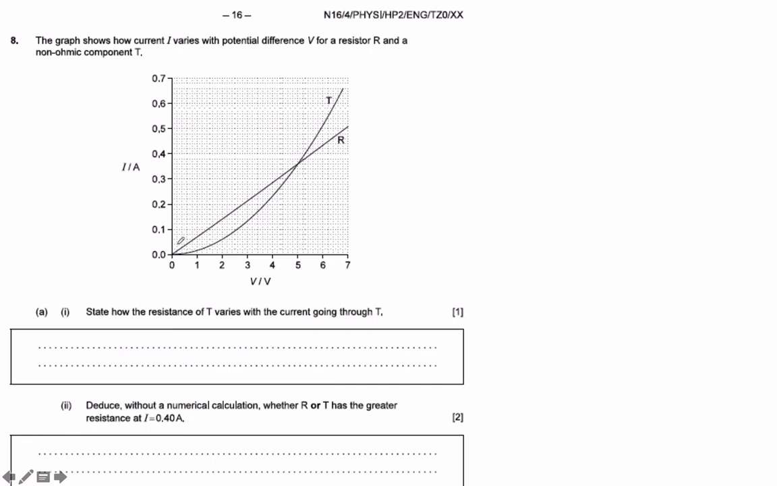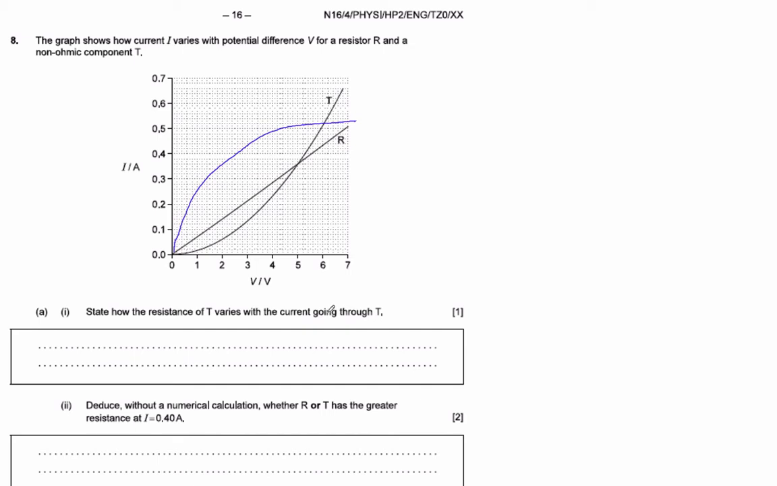This one is going to be on the test. Let me give you a clue though. Instead of having something that does this, the nonlinear one is going to be like a light bulb. It's going to do that. State how the resistance of T varies with the current going through T1.